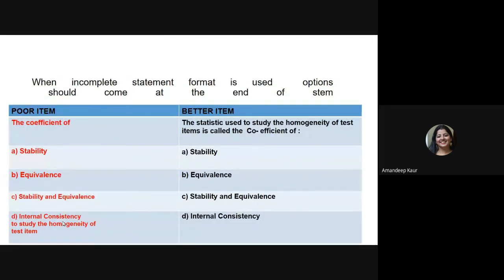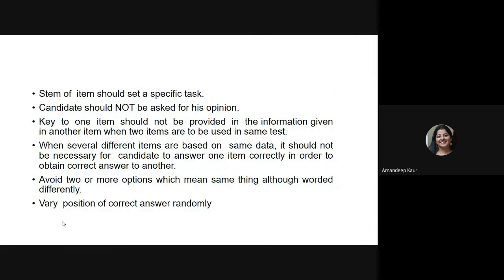An incomplete statement format is used. Option should come at the end of the STEM. The STEM of the item should set a specific task. What that specific task is depends on the learning outcome designed by the teacher, where the teacher wants to assess the performance of the student for that learning outcome.